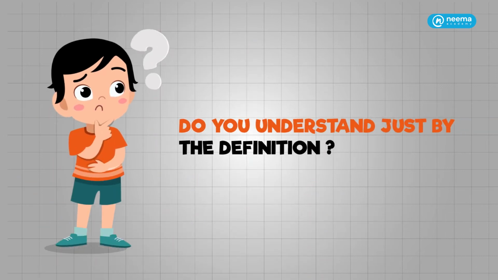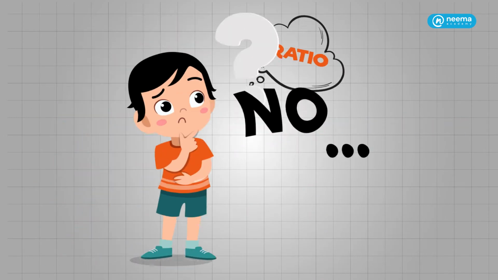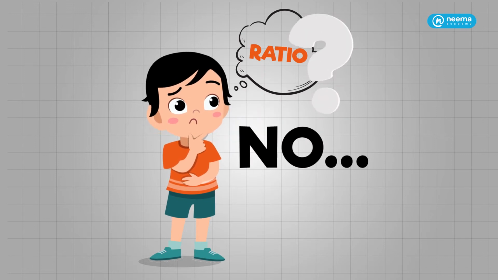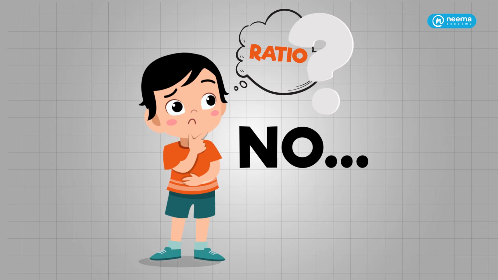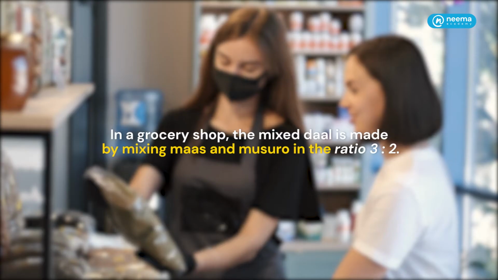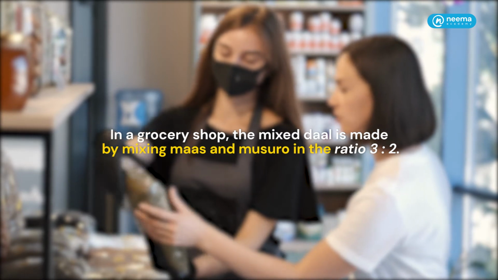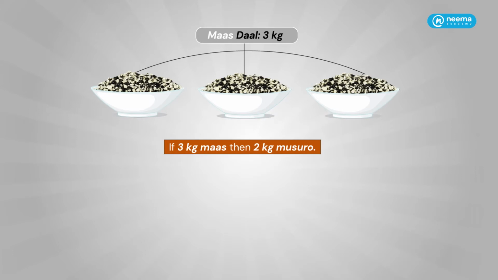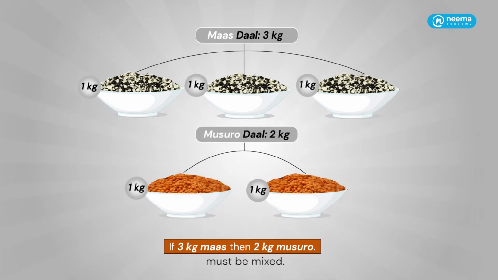Do you understand just by the definition? No, I think you do not. So let's take an example for better understanding. In a grocery shop, the mixed dal is made by mixing mas and musuro in the ratio of 3:2. It means that if 3 kg mas, then 2 kg musuro must be mixed.